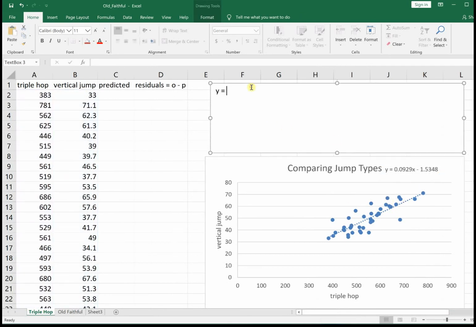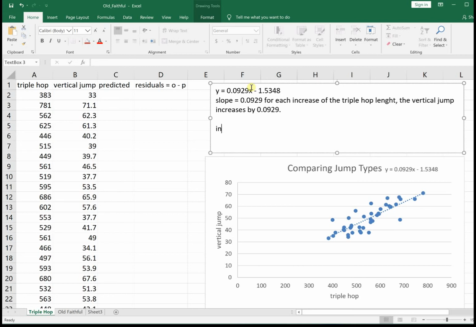equals 0.0929x minus 1.5348. So our slope is the number in front of the x, the 0.0929, and this tells us that for each increase of the triple hop length, the vertical jump increases by 0.0929. So every time our triple hop gets bigger by a unit, our vertical jump gets bigger by 0.0929 units.